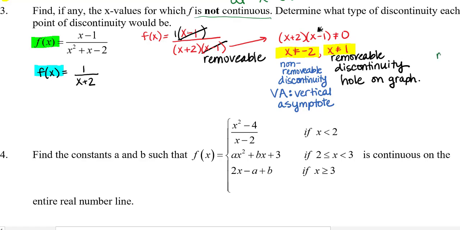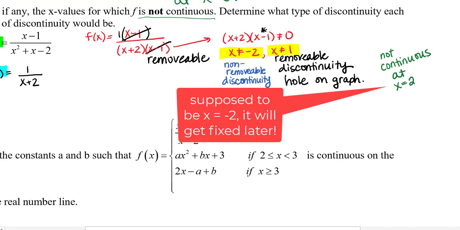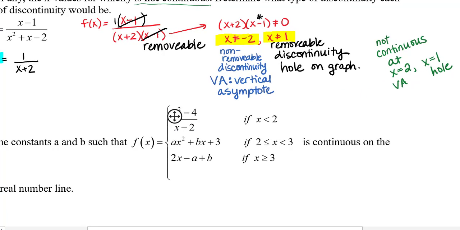So it is not continuous at x equals -2 and at x equals 1, and -2 is going to be the vertical asymptote and 1 is going to be the hole. So I can see that algebraically based on what factors I can remove versus not. And I can see it graphically. I'll show you here in a second. You'll see a big difference between a vertical asymptote and a hole in a graph. But I can also see it numerically. So let me show you that.